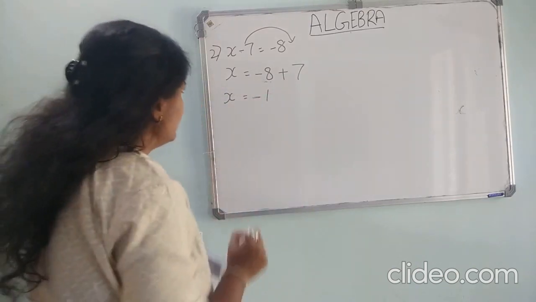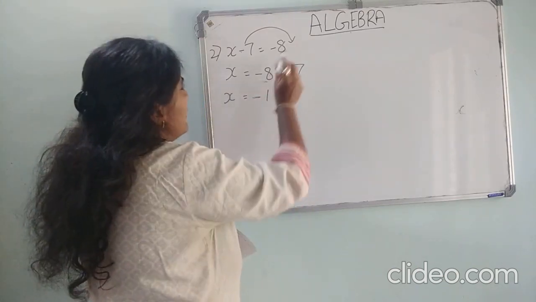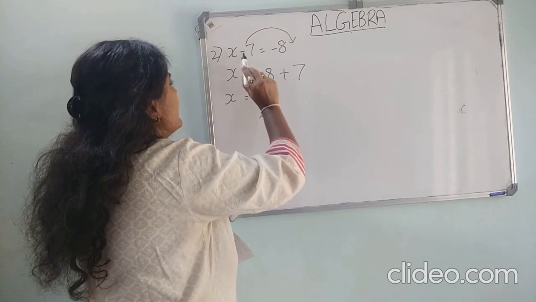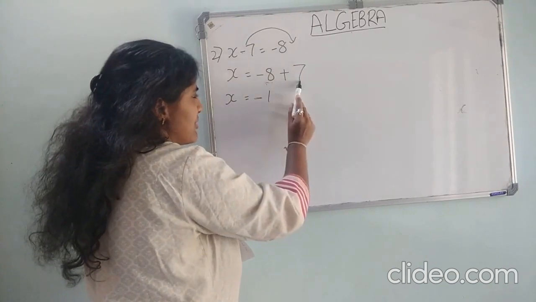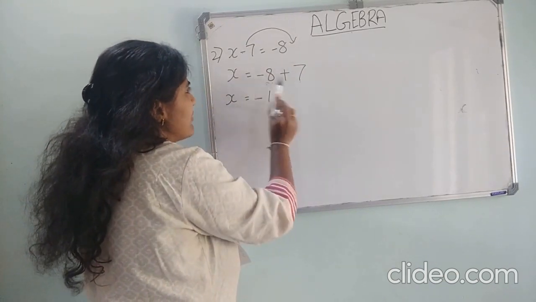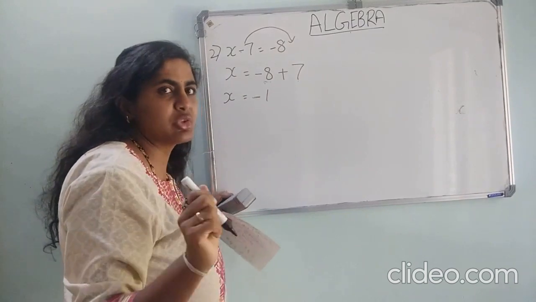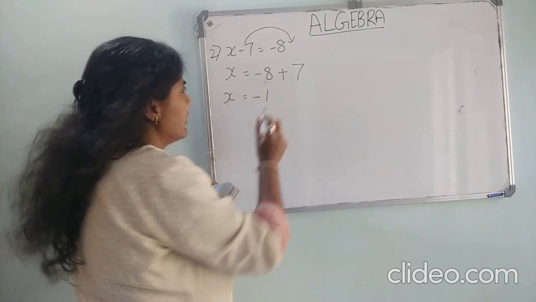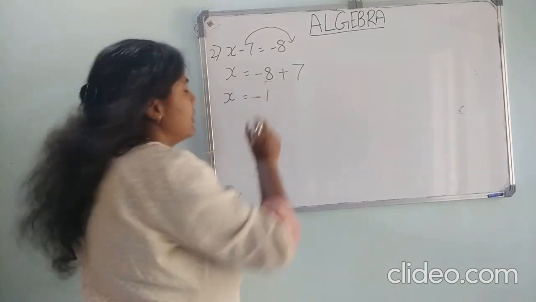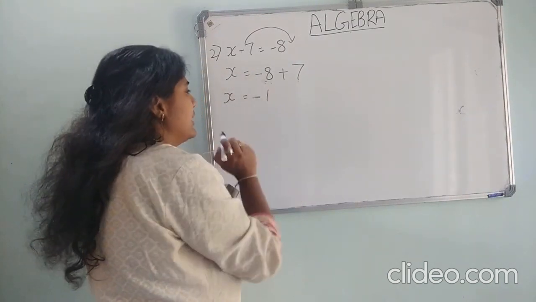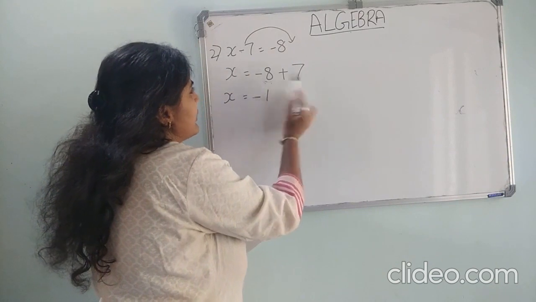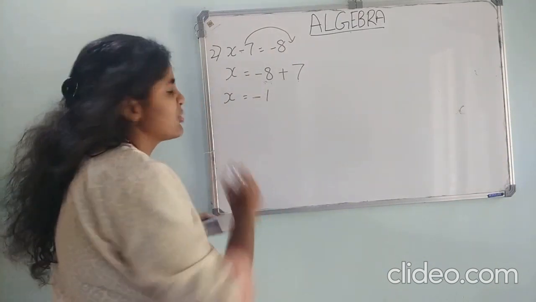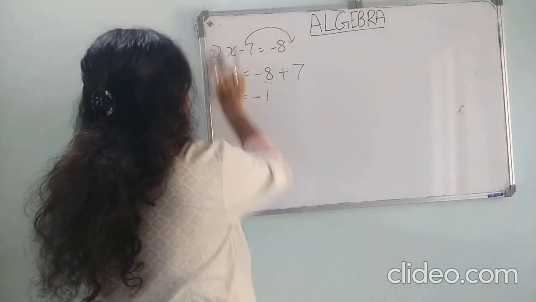So what we have done, x I have written as it is, equals minus 8. This minus 7, when it comes here, becomes plus 7. So when we have plus and minus, we always do subtraction, and we put the sign of the bigger number, which is 8. The sign of 8 is minus, 8 minus 7 is 1. So minus 1 is the answer.